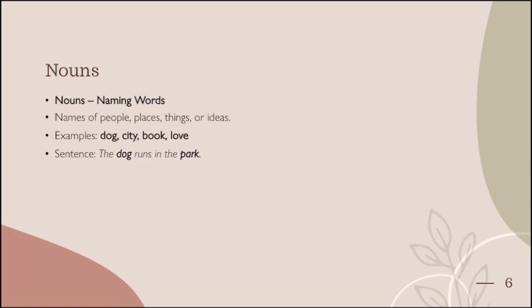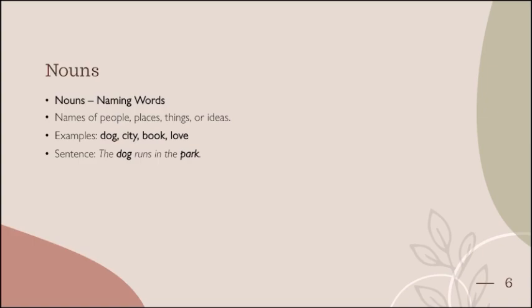The first and foremost part of speech is noun. Nouns are nothing but the naming words. N for noun, N for naming words. You can identify, right? Names of a place, people, things or ideas are categorized under nouns. For example, dog, city, book, love are considered nouns.